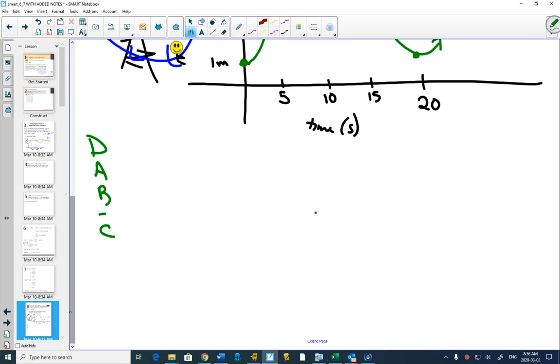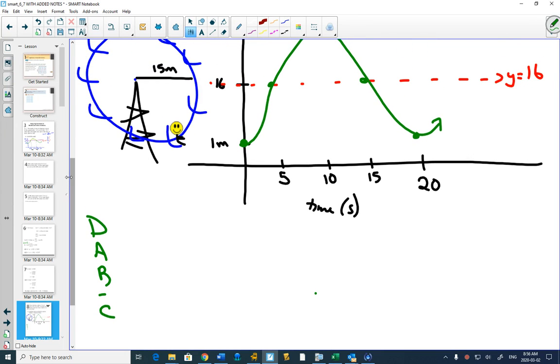Do we know our d value? Well, that's our center line. That's at 16. Do we know our amplitude? Yes. Our amplitude is 15. Our b value is calculated from our period. We have a formula that period is 2 pi over b, and that formula rearranged says that our b value is 2 pi over our period.